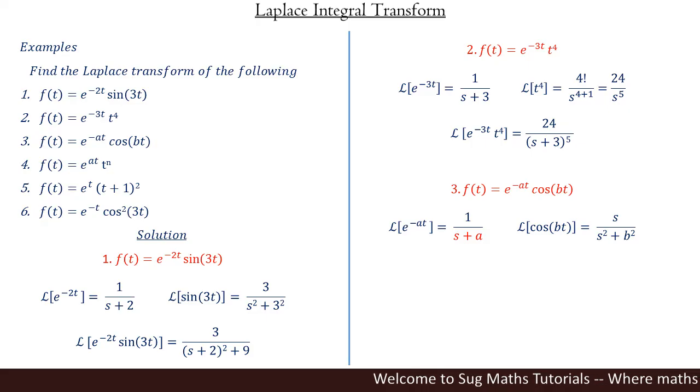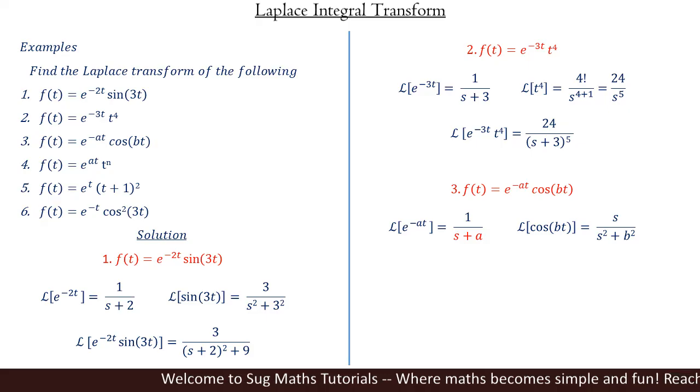Good. Now, let's take a look at the Laplace transform of the next function. The next function we have is cos bt. What is the Laplace transform of this? It's going to give us s all over s squared plus b squared. Okay? It's going to give us s all over s squared plus b squared.